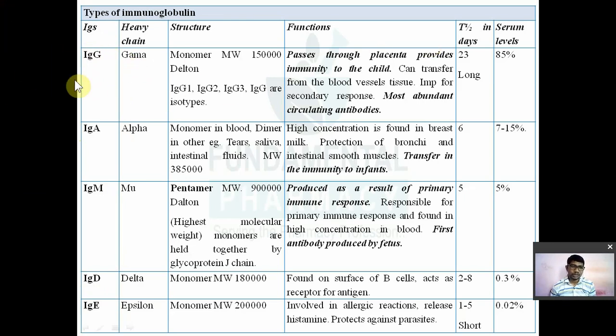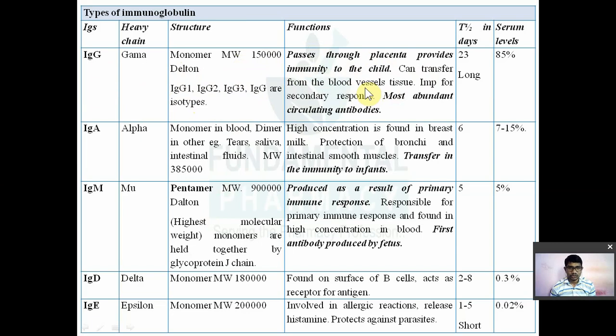So first we'll see immunoglobulin G. Immunoglobulin G has the gamma heavy chain, G for gamma. It has a molecular weight of 1.5 lakh dalton. It has subtypes like immunoglobulin G1, G2, G3, which are the isotypes of immunoglobulin G, having molecular weight 1.5 lakh dalton. Now, what is the function of immunoglobulin G? It can pass through the placenta and provide immunity to the child.